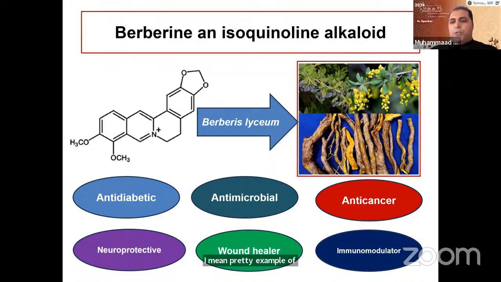One of my PhD students has worked on this plant, and it is a very common plant in Pakistan. It is a kind of berry, and the fruit of this plant is consumed. It is a fruit, and the medicinal part of this plant is the root bark. You can see some roots in the picture. So the root bark is very potent.